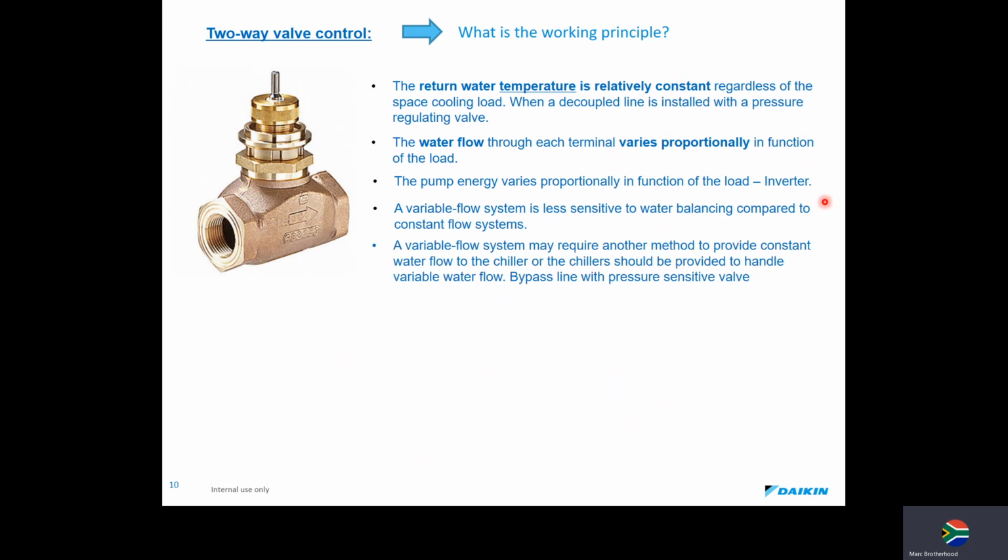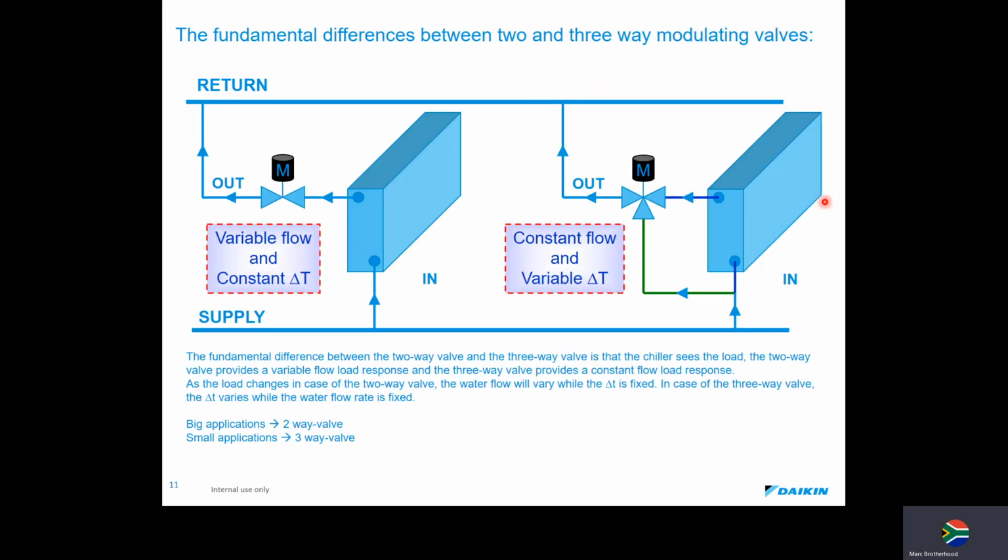A variable flow system may require another method to provide constant water flow to the chiller or chillers, or the chiller should be provided to handle variable water flow, but a bypass line with a pressure sensitive valve. In general, a two-way valve is recommended because it modulates the water flow proportionally to the load. That's where thermal inertia tanks also get important.